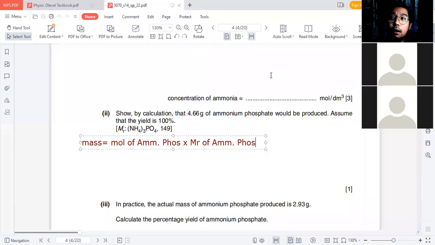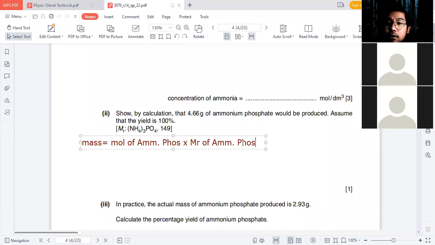So it's going to be correct most of the time, unless you have a mathematical error while using your calculator. For this one, we don't use the ammonia. You still can use ammonia, but we're afraid that you might calculate it wrongly, so we ask you to use the one given by the question.